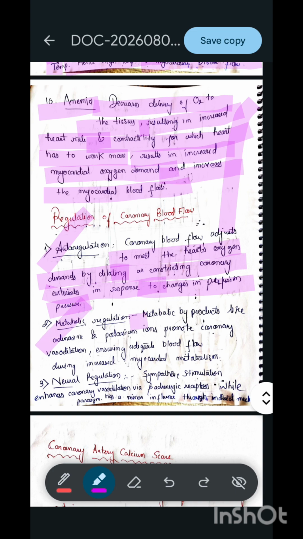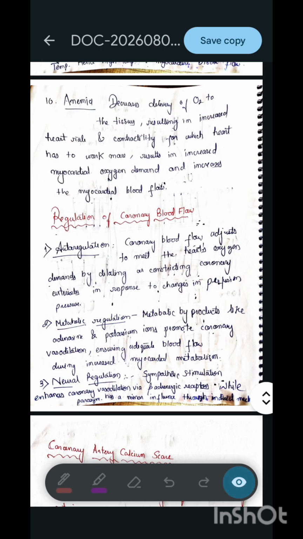Metabolic regulation, as I told you, metabolic byproducts like adenosine and potassium promote coronary vasodilation. So they ensure adequate blood flow during increased myocardial metabolism. And neural regulation, again, sympathetic stimulation enhances the coronary vasodilation by adrenergic receptors, while parasympathetics has a minor influence through an indirect mechanism. So to this part, we have done the normal physiology of the coronary circulation.